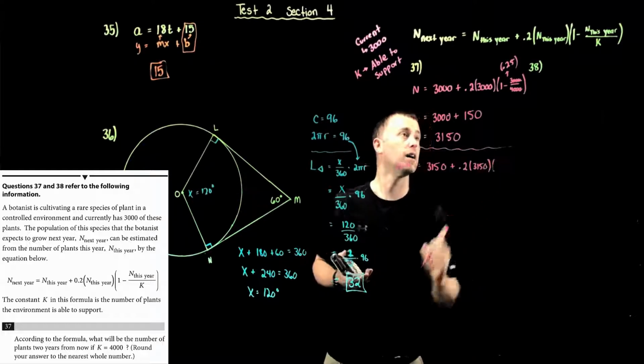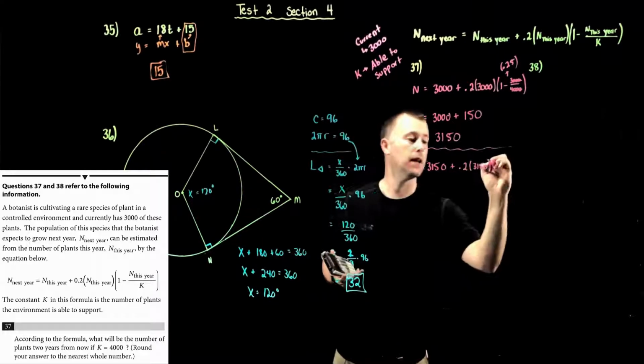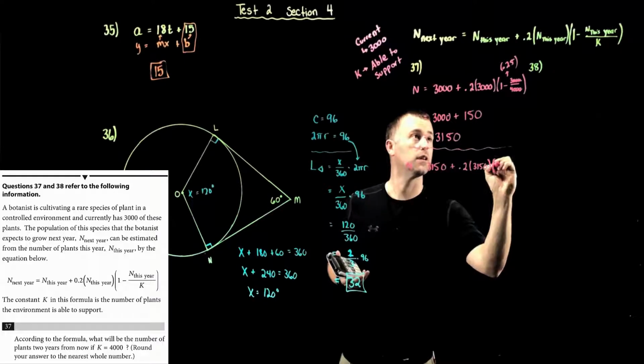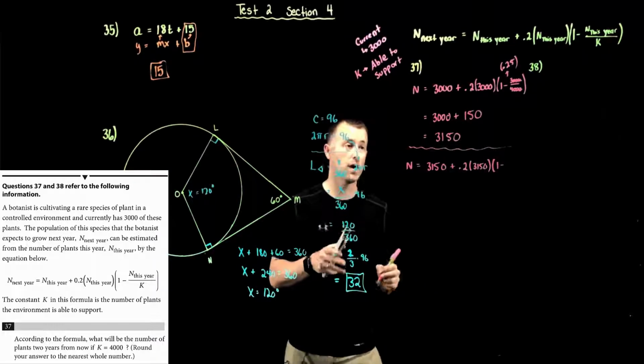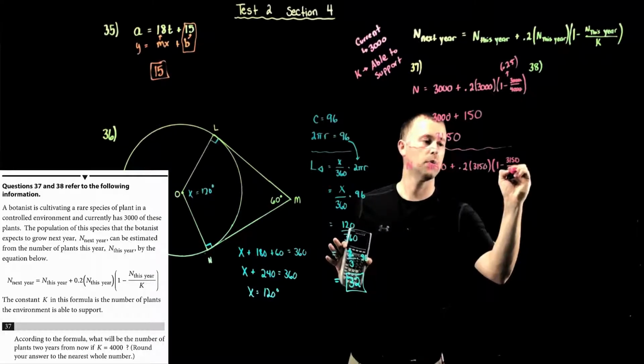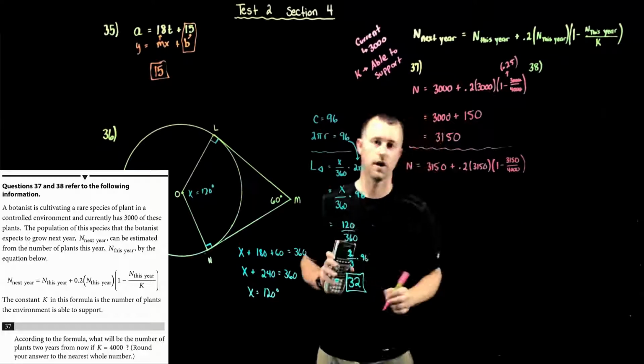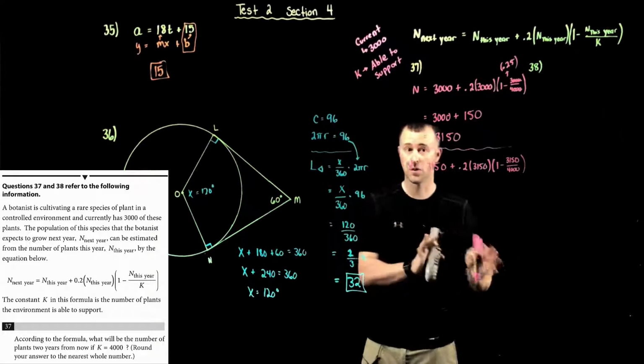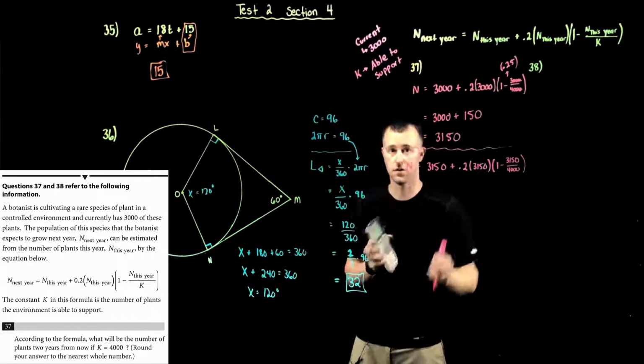And that is times, now this is 1 minus. Now we'll need to focus in on our calculator a little bit more, but it's going to be 1 minus 3,150 divided by my constant, how much they're able to support, which is 4,000. So again, I'm doing this one more time, but I just changed that current year's value.